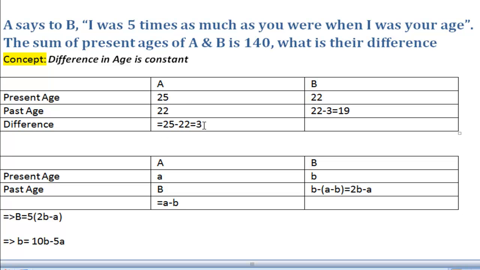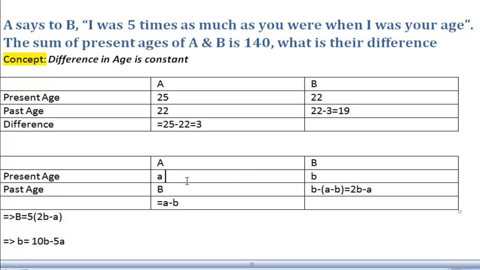So first they get the difference between the present age and the past age of A, and that difference should be subtracted from the present age of B. The reason we do this is because we all grow by the same number of years. So when A is 25, B is 22. When A was 22 years old, B would have been 19 years old. That's the meaning of the statement.